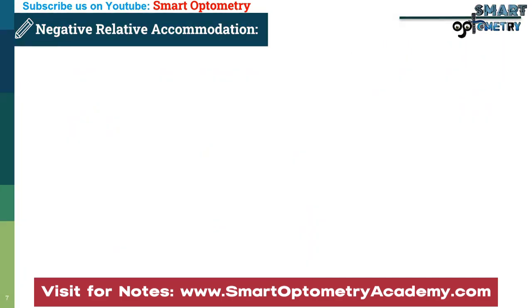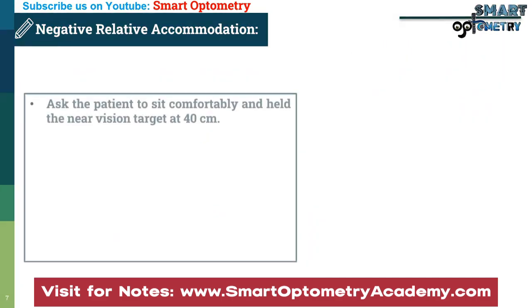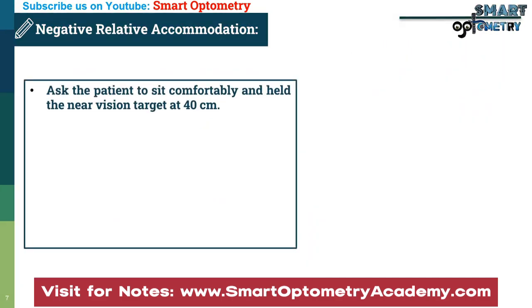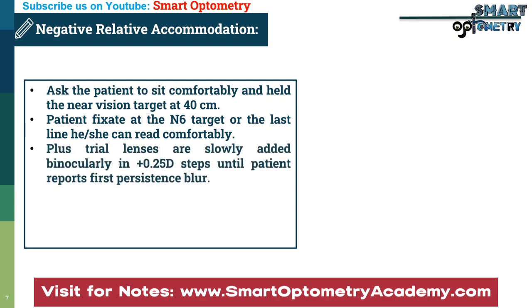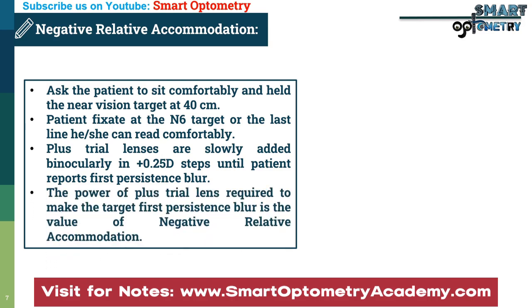Now, how to measure negative relative accommodation? Ask the patient to sit comfortably and hold the near vision target at 40 cm. The patient fixates at the N6 target or the last line he or she can read comfortably. Then plus lenses are slowly added binocularly in 0.25 diopter steps until the patient reports the first persistent blur. The power of the plus trial lens required to make the target first persistently blur is the value of negative relative accommodation.